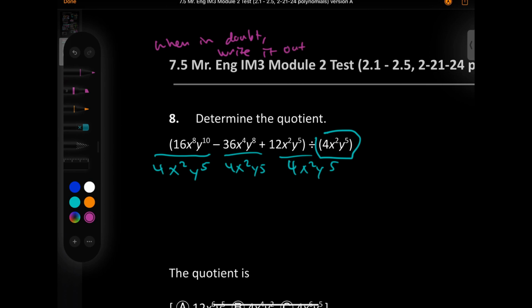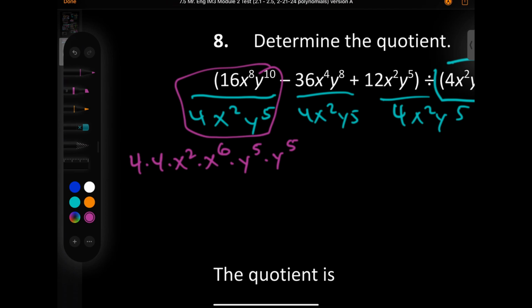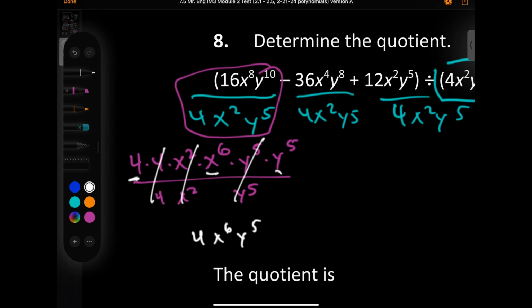So that would mean something like this. Let's do this one in pink. 4 times 4, x squared times, I don't know, x to the 6 would save me some time. Y to the 5th, y to the 5th. Remember, when you have the same base, you can add the exponents. You can cancel your 1's, x squareds, y to the 5th. So your answer is just this, 4x to the 6, y to the 5th.